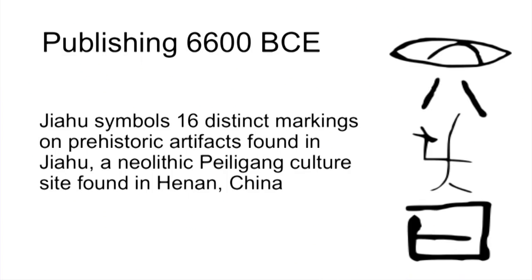But if we look back, how did publishing and communication start? I was investigating a bit in preparation for this talk. Around 8,000 years ago already, people started to develop sign systems. There are the Jiahu symbols, which have 16 different markings and which can be found in the Henan province in China, in a Neolithic culture which already used some symbols for communication.